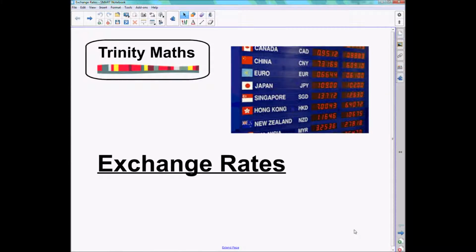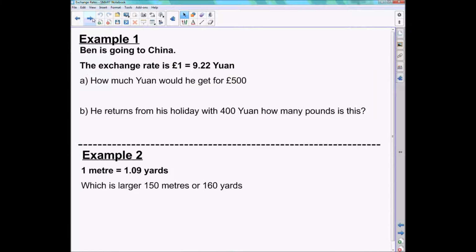This video is going to be on questions to do with exchange rates. Okay, so the first example, Ben is going to China and he's got an exchange rate of £1 to 9.22 yuan.